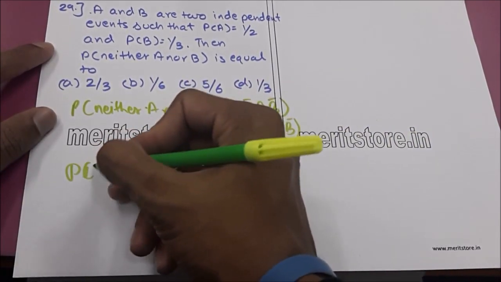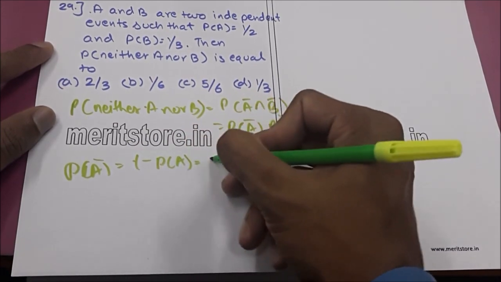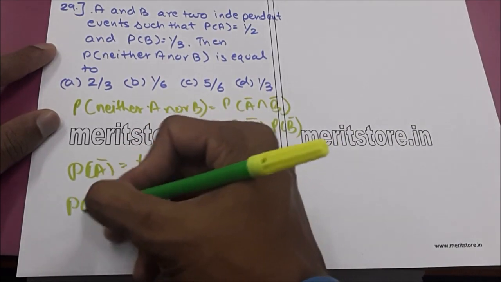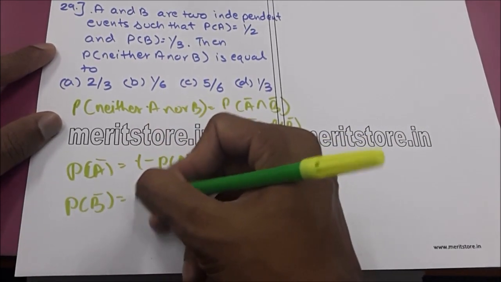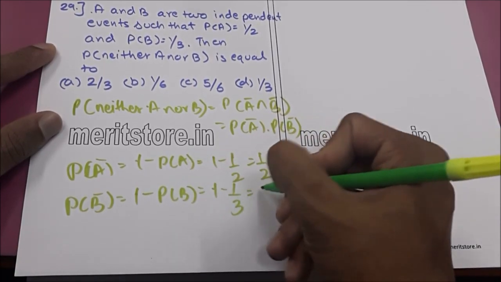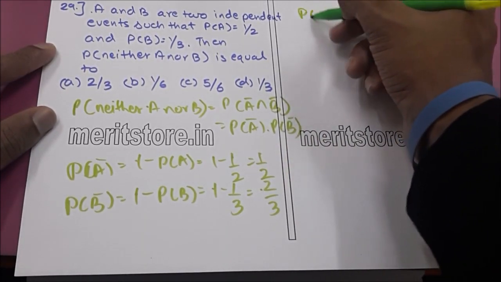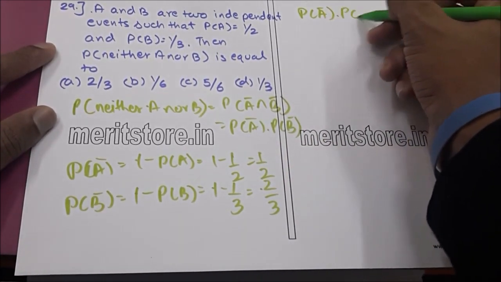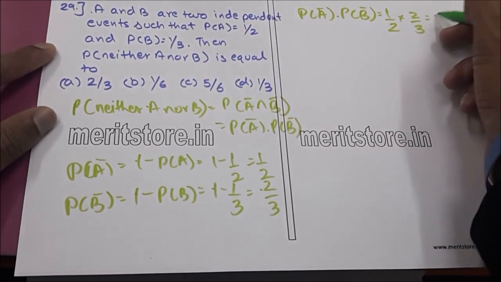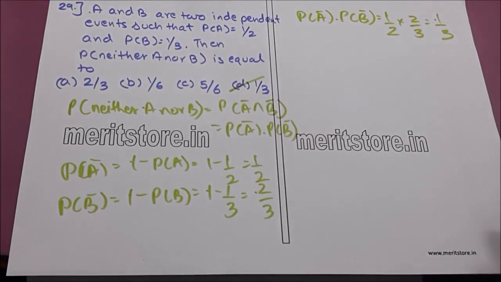So probability of A bar is equal to 1 minus probability of A, equal to 1 minus half, which is equal to half. Probability of B bar is equal to 1 minus probability of B, which is equal to 1 minus 1 by 3, which is equal to 2 by 3. So therefore probability of A bar into probability of B bar is equal to 1 by 2 into 2 by 3, which is equal to 1 by 3, which is our option D. So therefore option D is the correct answer.